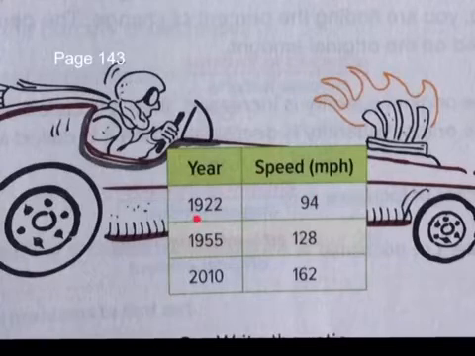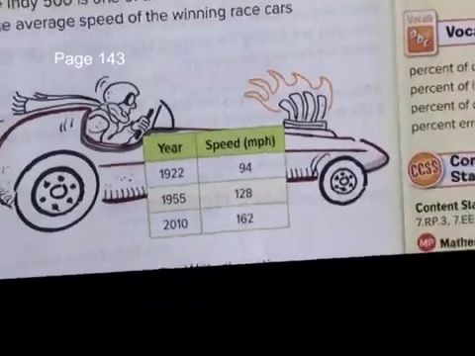have won. In 1922, the car that won was traveling at about 94 miles per hour. In 1955, it was traveling around 128 miles per hour. And in 2010, most recently, 162 miles per hour. So clearly it's been getting faster. But how much faster? That's what we're going to look at today.